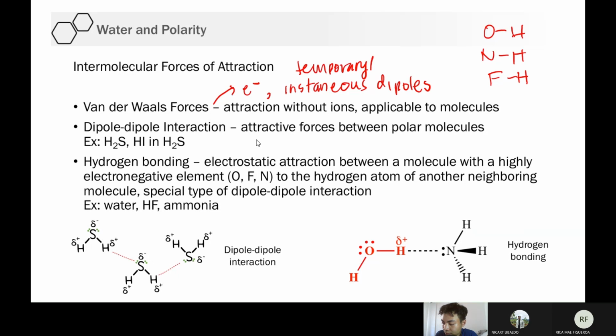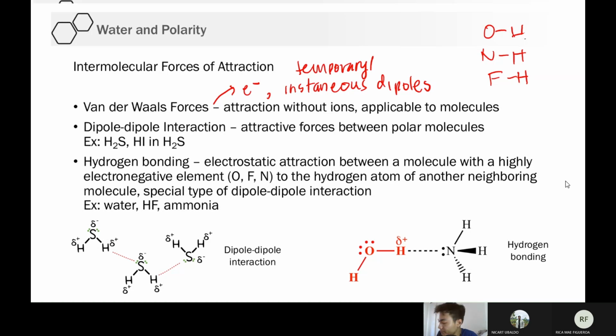So, it is experimentally said na mas mataas or mas malakas ang hydrogen bonding compared to dipole-dipole. Because this type of intermolecular force ay special, kasi sa kanilang tatlo lang yan observed, no? So yun.